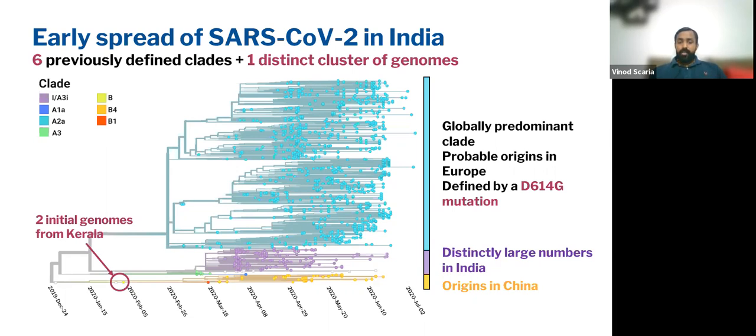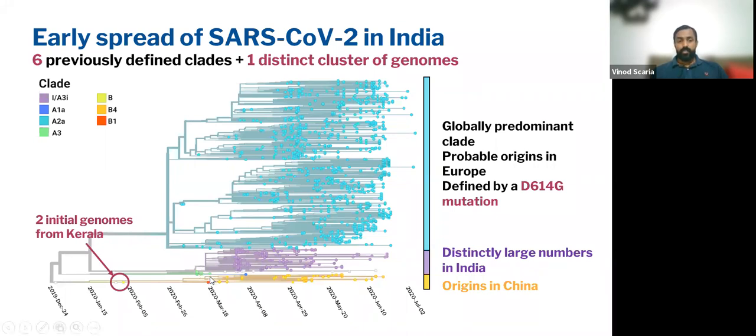And there was one distinct lineage that you see here in purple, which was found in quite significant numbers in India, but not much in many other parts of the world. And since this was a significantly large cluster in India, we named it A3I, I to signify that it is a significantly Indian cluster, and A3I to suggest that it was an outgroup or a divergent group from the A3 cluster of SARS-CoV-2.